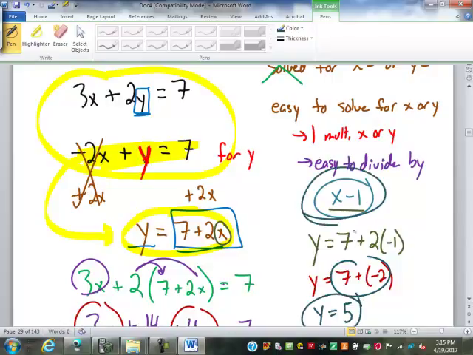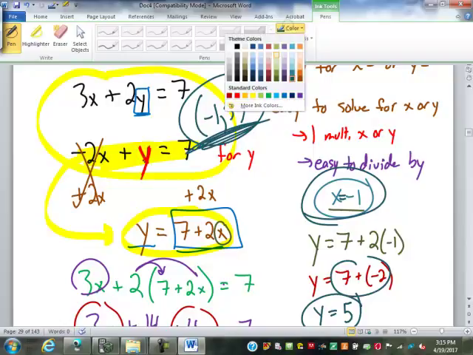So x equals negative 1. y equals positive 5. So my solution is negative 1 for x, 5 for y. So negative 1, 5 is the solution to that system.